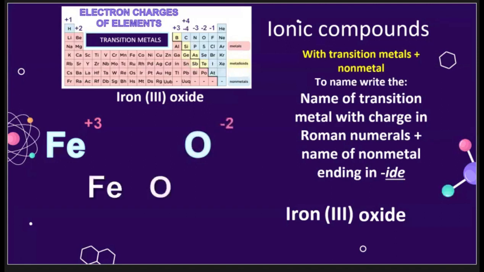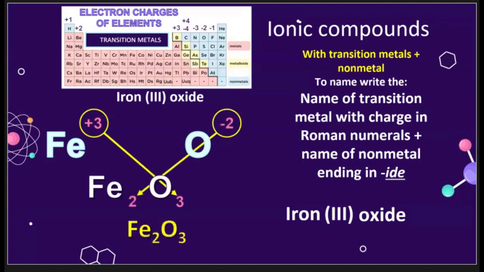So again, cross charges. We can write the chemical formula for iron 3 oxide as Fe2O3. Yung subscript ni Fe or ni iron indicates that oxygen has 2 or negative 2 charge. Yung subscript naman or yung numbers sa ilalim ni oxygen indicates that iron has positive 3 charge. So iron 3 oxide has a chemical formula of Fe2O3.